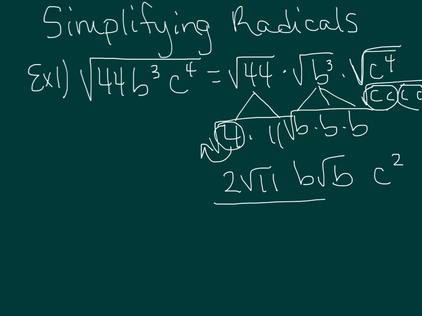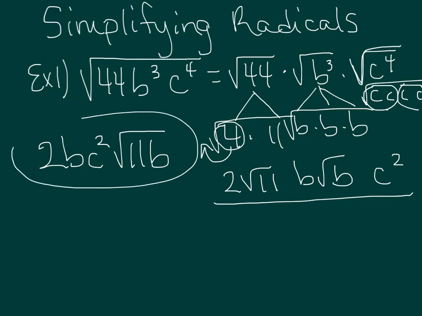So here's my answer, but it looks really messy right now. I need to now group up everything that's outside the radical and everything that's left inside the radical. So outside I have 2b c squared, and inside the radical I'm going to be left with 11b. This is the answer to the first example. I have simplified this radical.